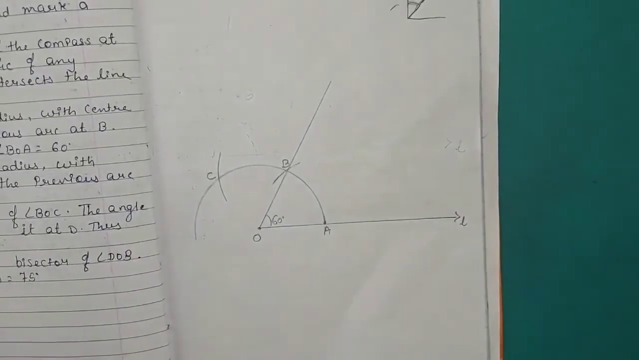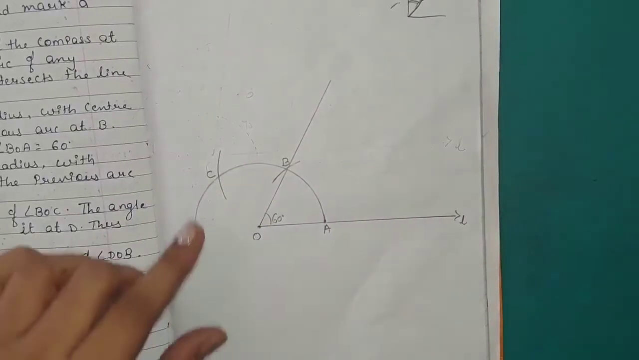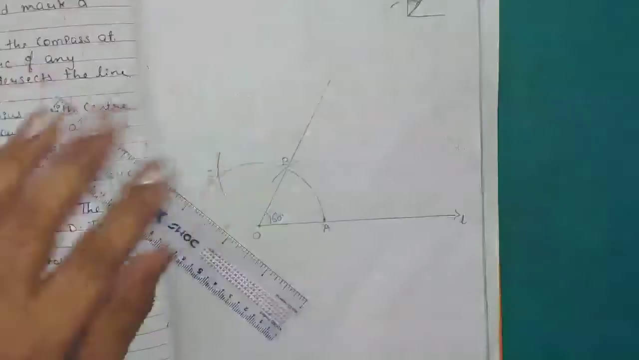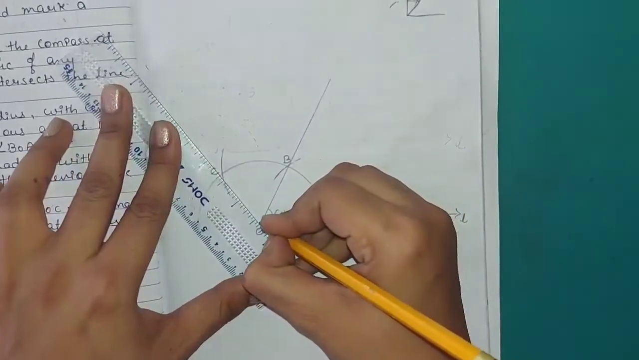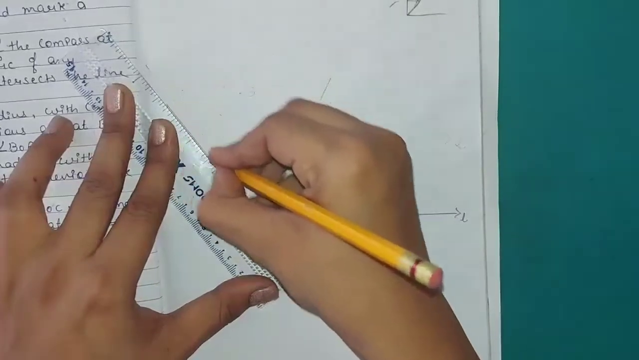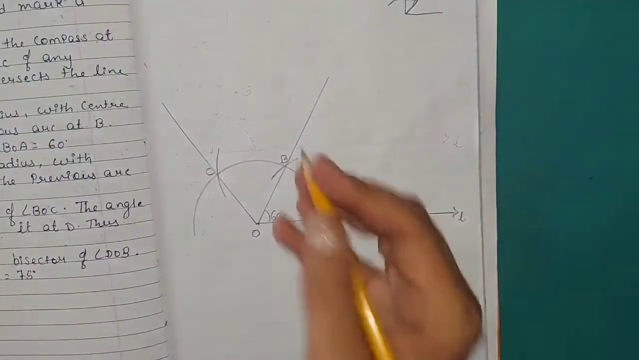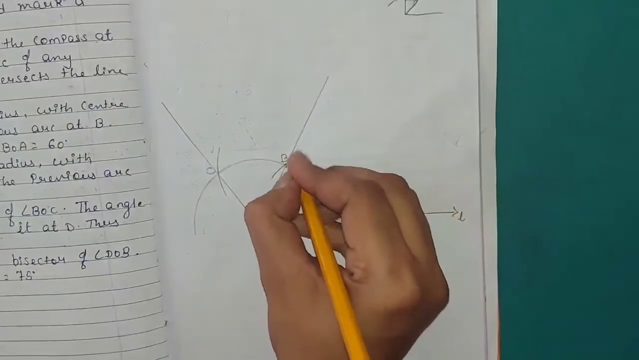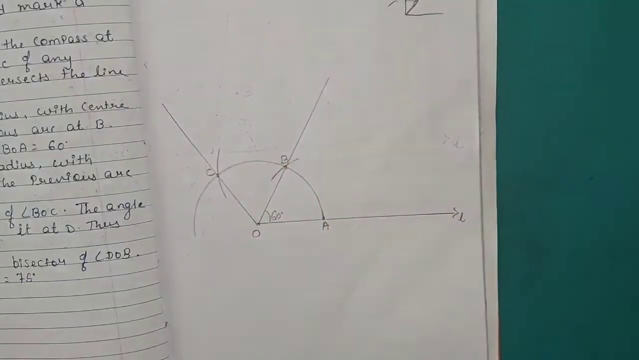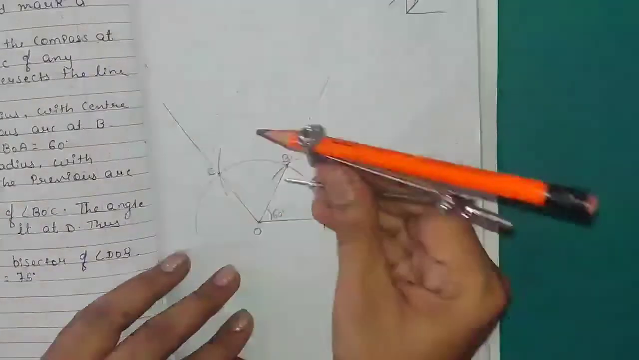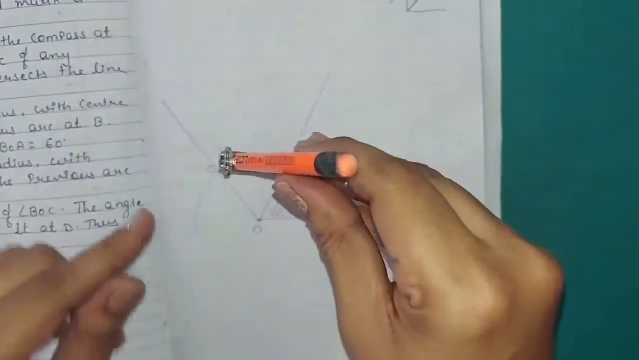Now students, here we will draw the bisector of angle BOC. So before drawing the bisector, let us join this OC. This OC means angle COA is 120 degrees. Now we have to draw the bisector of this angle BOC, so we will take centers B and C. Now how to draw a bisecting angle? We have to take more than half radius. So this is the distance of BC.